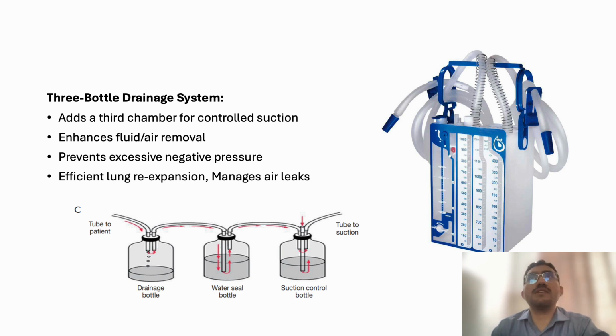Here the drainage occurs in one bottle, then the water seal is in another bottle, and finally the suction control bottle is the third bottle. So by separating the drainage and the water seal systems, we can enhance the air or fluid removal, as there won't be the need for the air or the fluid to overcome the air fluid level in the water seal. So it is very useful to manage air leaks and for efficient lung re-expansion.